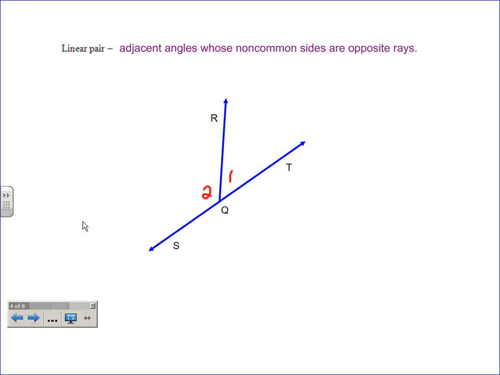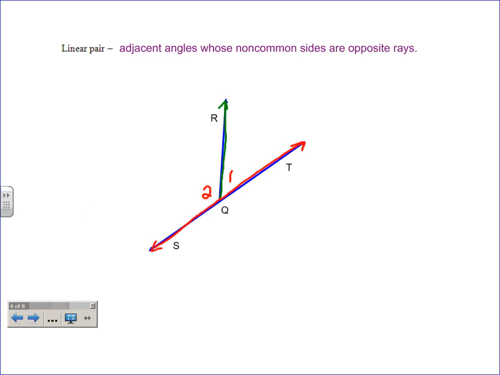So our adjacent angles are 1 and 2, right? Now it says whose non-common side. Well, if you want to find a non-common side, sometimes it's helpful to find which one is common, because then the non-common ones are the other ones. So the common side, I think we all realize, is right there. They share ray QR, correct? So the rays they don't share are QT and QS.